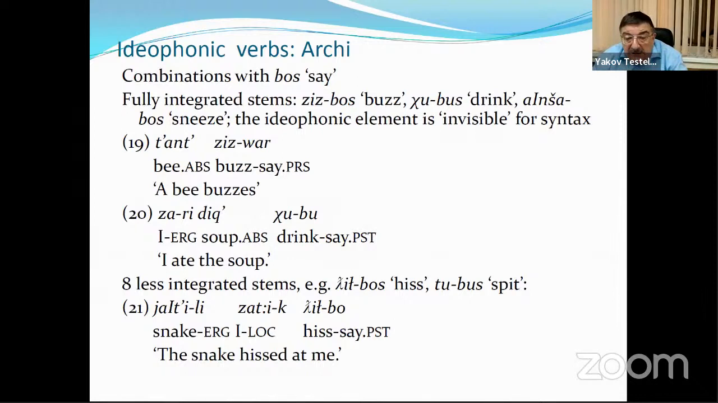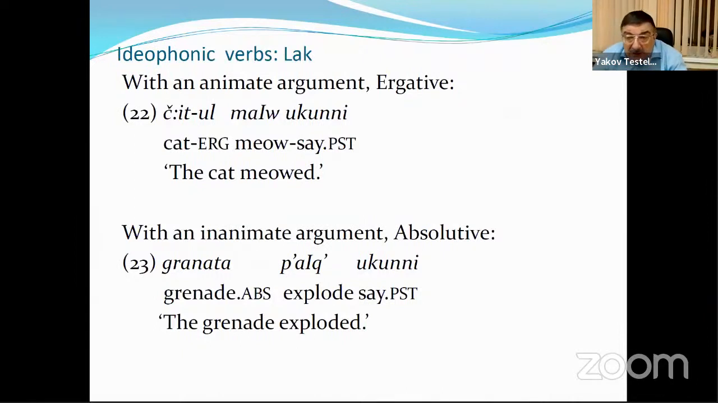Kibrik lists less integrated stems like trichbos, hiss, or tubus, spit, which behave in such a way as if the non-inflected part were a real absolutive, because they take ergative subject. So it's like 21, yat eliza tik klichbo, the snake hissed at me. Ideophonic verbs in Lak with an animate argument take ergative, like chitul mavakunni, the cat meowed.